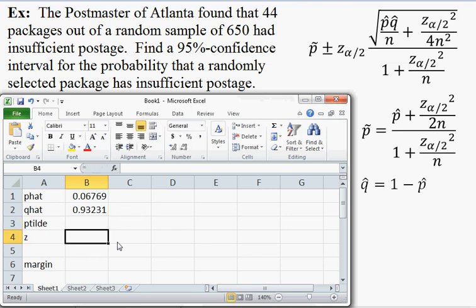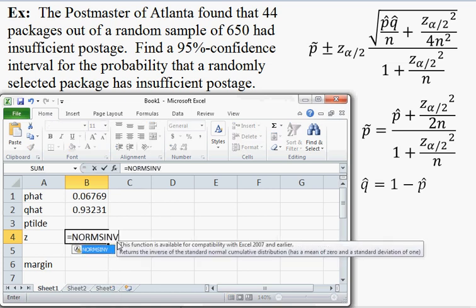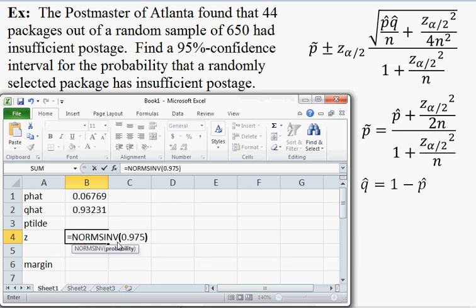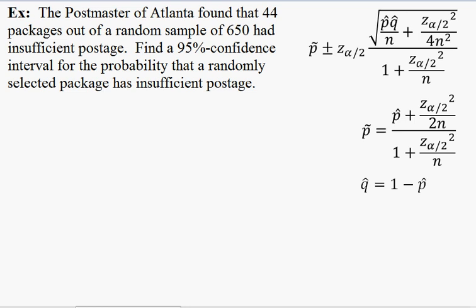So the way we get this, we first need to get the Z value. So that's going to be norm S inv in this case of 0.975. So that 2.5% of the area lies to the right and 2.5% of the area lies to the left, with 95% in the middle. So let me draw the picture before hitting enter there.